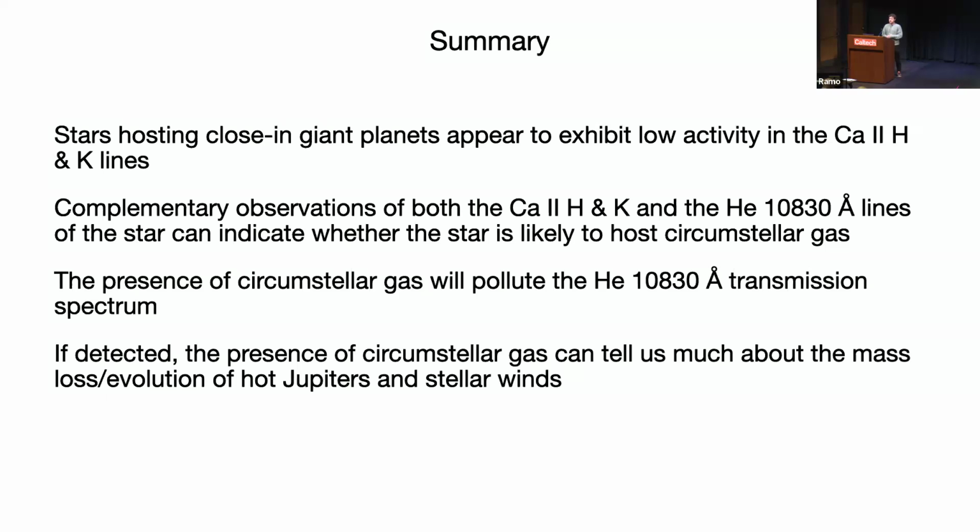And as a final note, if these things are detected, they'll be able to tell us lots about the mass loss and evolution of hot Jupiters. So Jess mentioned how most hot Jupiters aren't thought to lose enough gas to change their properties. But for a very small subsample, exactly the ones that are thought to maybe produce these disks, the extreme mass loss generated by something like Roche lobe overflow could make them lose their atmospheres completely.